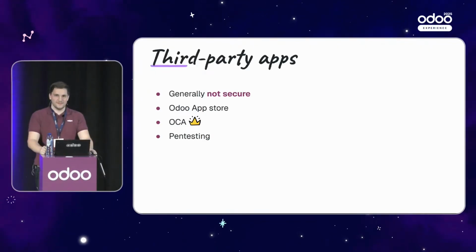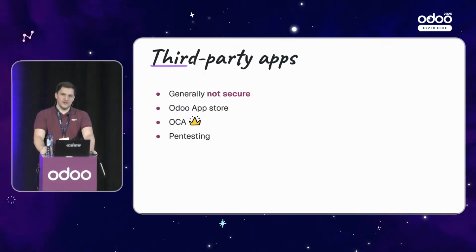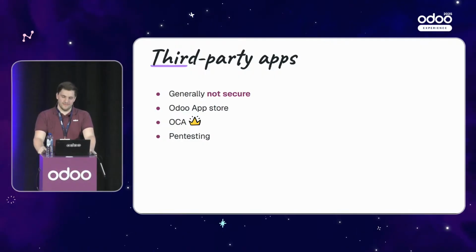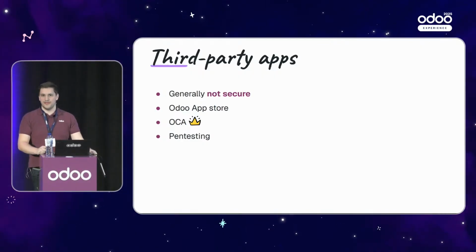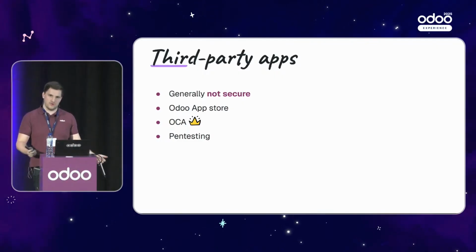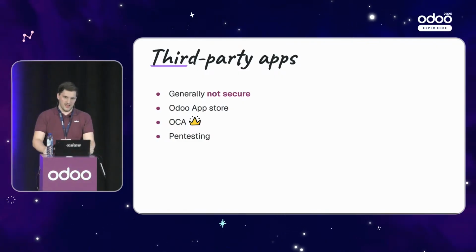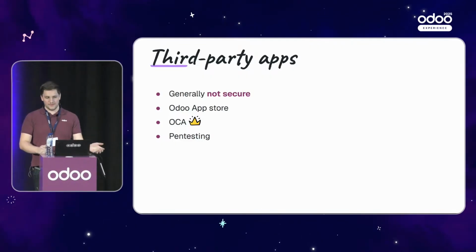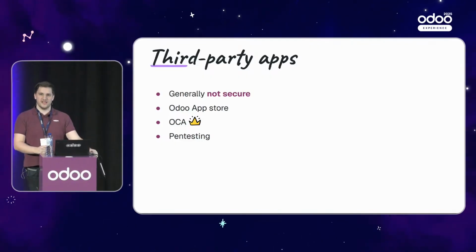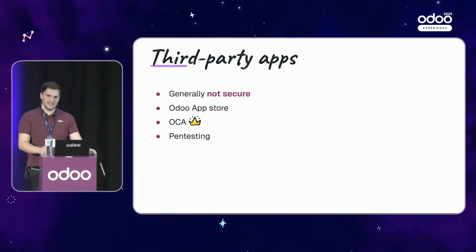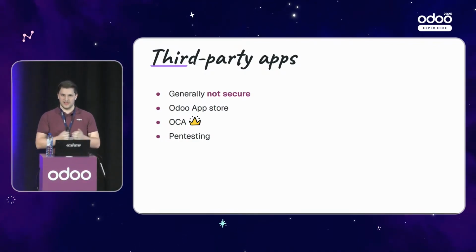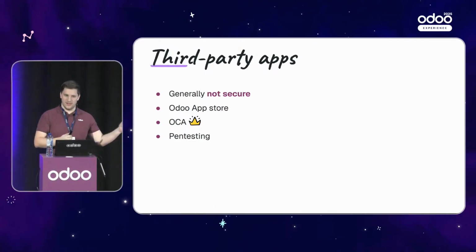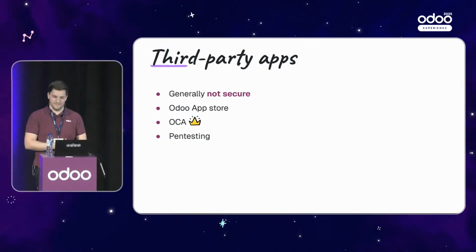Now, third-party apps. A lot of organizations need third-party applications to do their business. Generally, they're not very secure. These get developed by third parties. They don't necessarily know all the security standards that we do within Odoo. And on top of that, the Odoo App Store is a very open app store, so it accepts all new submissions by default. So there is no security check at the moment before you can download these applications or publish them.